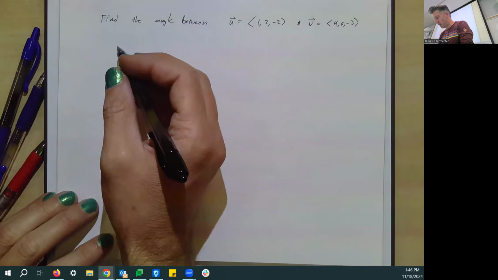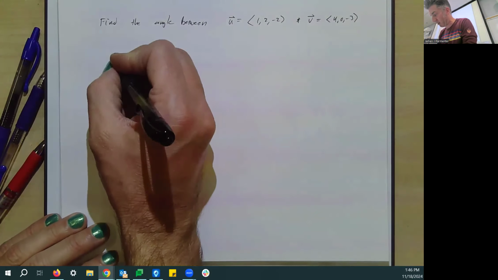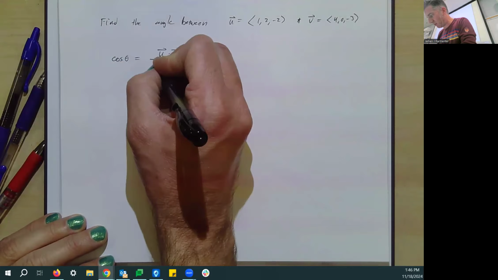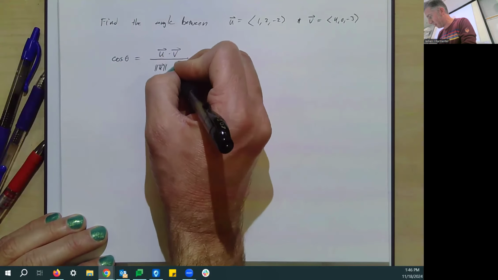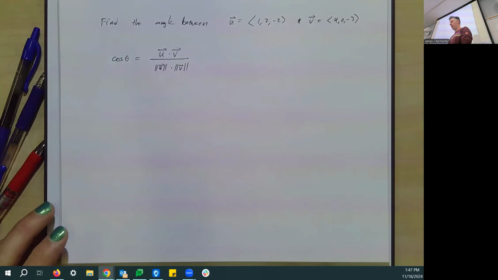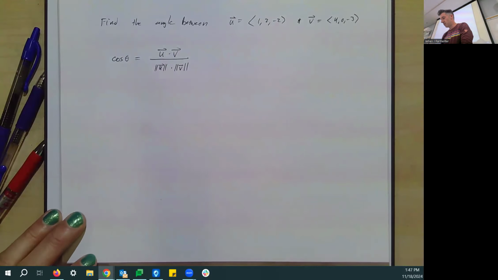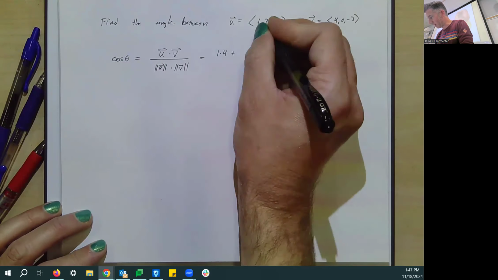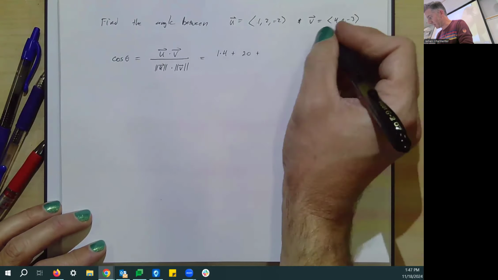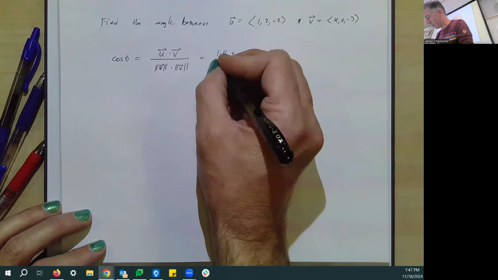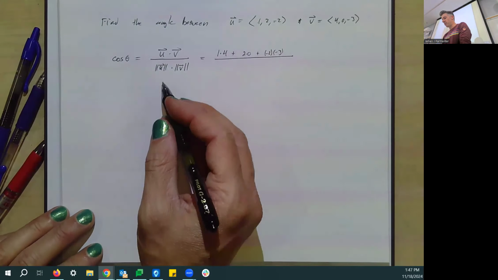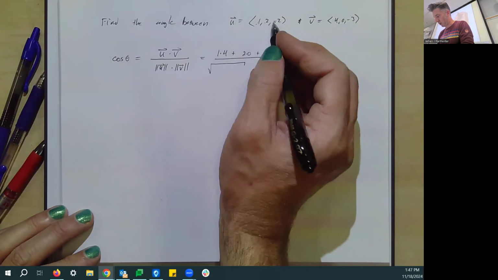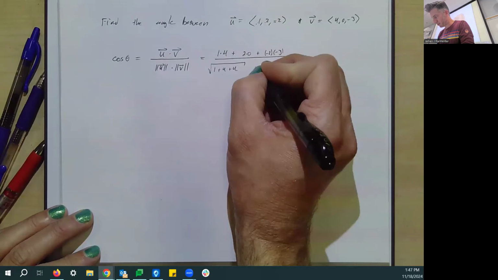If I want to find the angle between these, it's just tossing everything into the formula. Cosine theta equals u dot v over the magnitude of u times the magnitude of v. In this case, I am going to be smart and find the dot product first, just in case it's 0. So u dotted with v is 1 times 4 plus 2 times 0 plus -2 times -3. Oh, good, it's not negative. Well, it's not really good because I have to do more work. On the bottom, the magnitude of u is the square root of 1 squared plus 2 squared plus -2 squared, so 1 plus 4 plus 4.